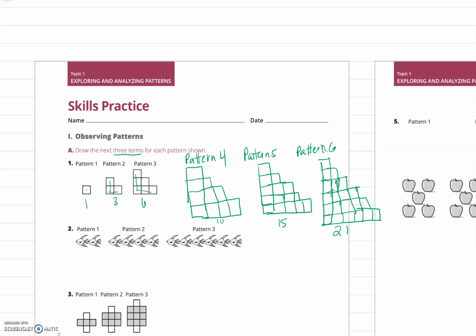All right, well, let's take a look at the little fishies. So it looks like we start with 2, 1, 2, 3, 4, 1, 2, 3, 4, 5, 6. So it looks like we're adding 2 fish every time. So pattern 4, we would have 8 fish.